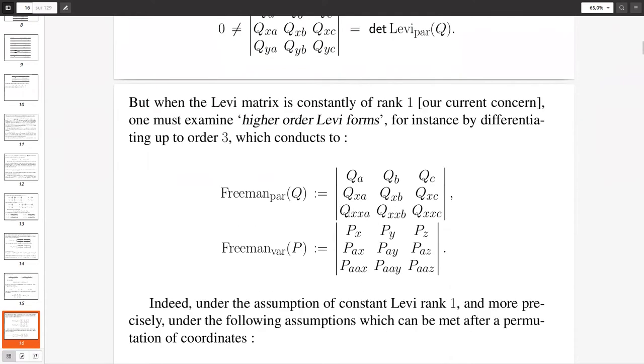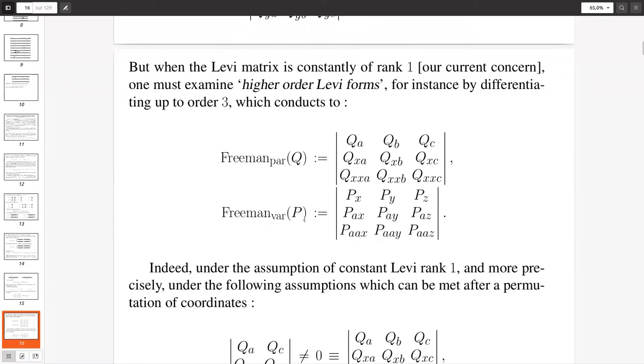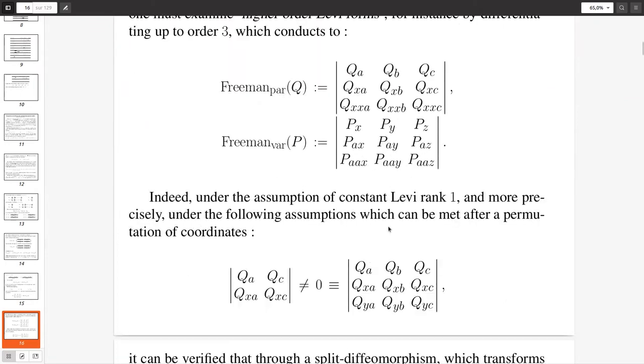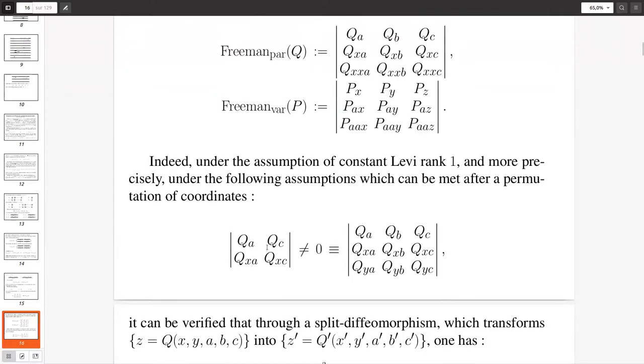And then you are led to introduce another object, which is a Freeman matrix. Instead of the second-order derivative y_a here, you have x_xa. And then you assume that it is an invertible matrix. And you can show that if this determinant is identically zero, again, it's a degenerate situation. So I don't want to present this in detail. The main assumption is that this determinant vanishes. The Levi form is identically of rank one, which means that this subdeterminant is non-zero, and this determinant is also non-zero.